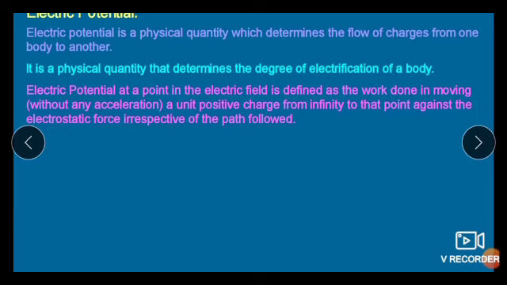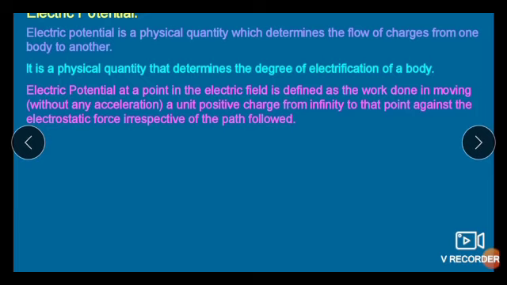When we are moving this unit positive charge, the movement should be without acceleration, meaning the motion should be purely against the electrostatic force alone. Then only the calculated work exactly gives its potential.